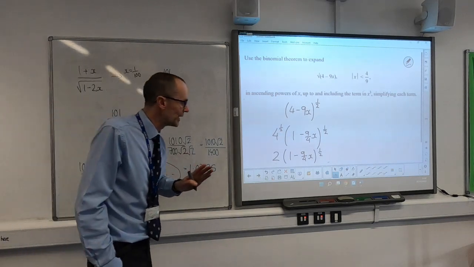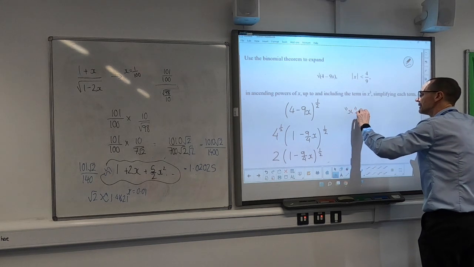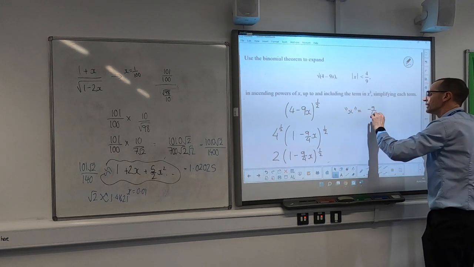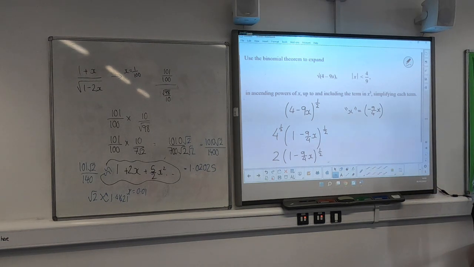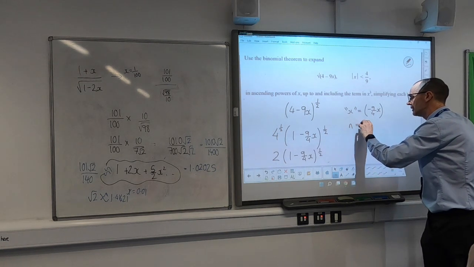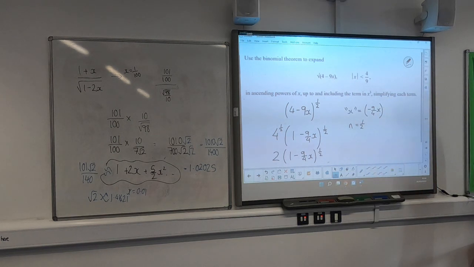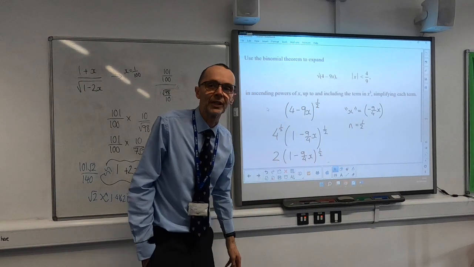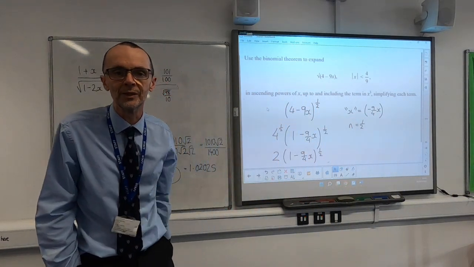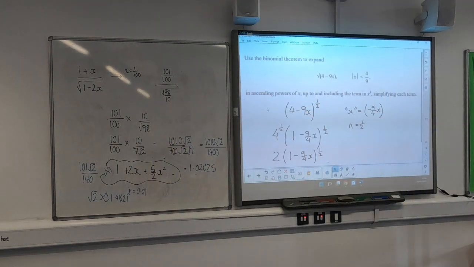So what I've got is my x is -9/4 of x. N is a half, and we want 4 terms in the binomial expansion. Go on, see if you can do it. Then, when we get the answer, we're just going to double everything. So we're going to forget the 2 for a moment and do it as if the 2 isn't there, but at the end, we'll double everything.